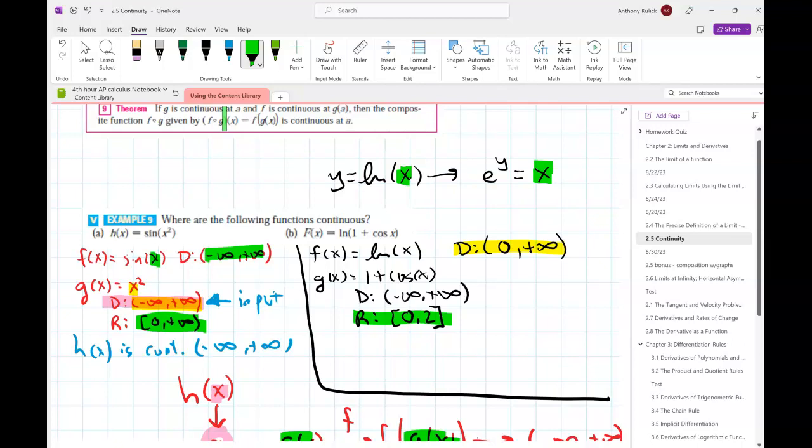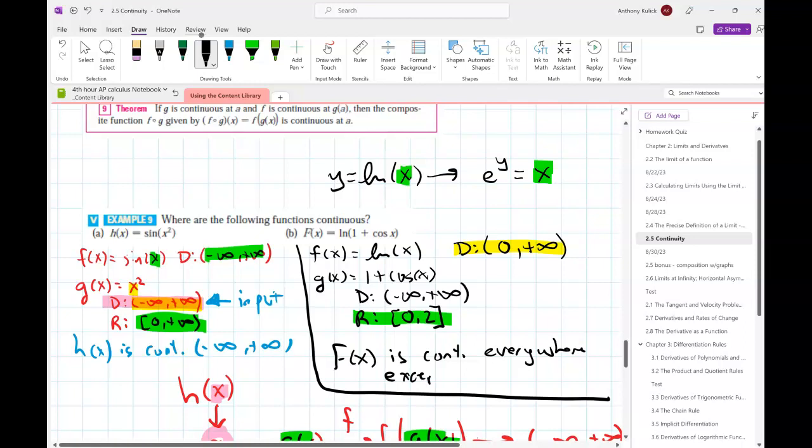0, right? So that's cap F. Cap F of x is continuous everywhere except when g of x is equal to 0, right? Now, we should really find the x's where that happens. What value of x is going to make g of x equal to 0?